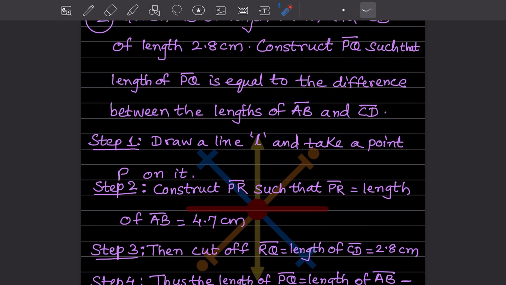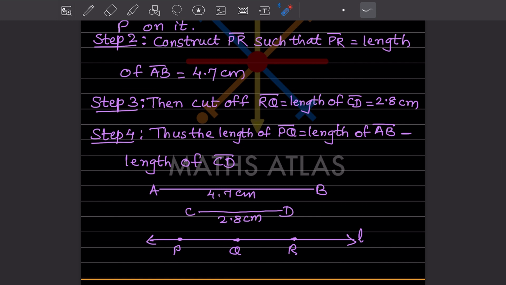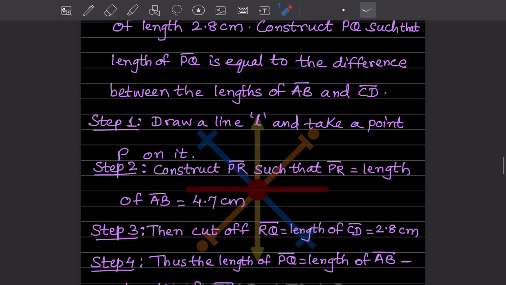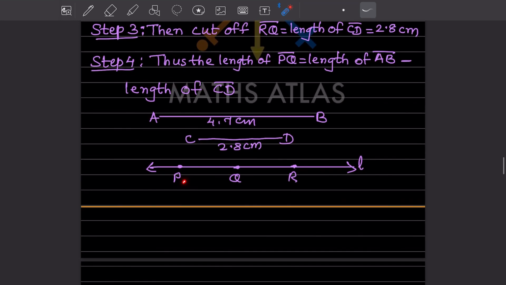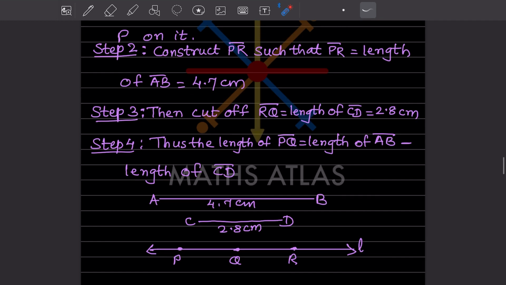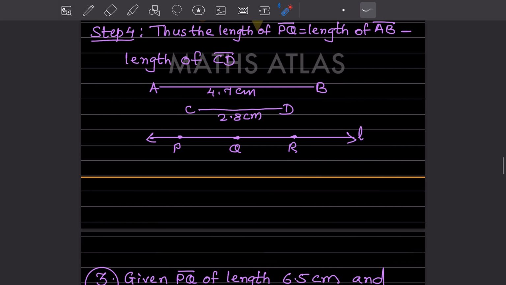So here again, what are we going to do? We are going to draw a line and take a point P on it. So can you see here? We will draw a line and we will take a point P on it. So now construct PR such that PR is equal to length of AB, that is 4.7 centimeter. So this PR is 4.7 centimeter. So now then cut off RQ is equal to length of CD, that is 2.8 centimeter.